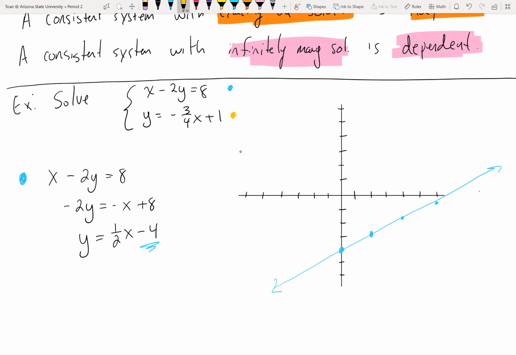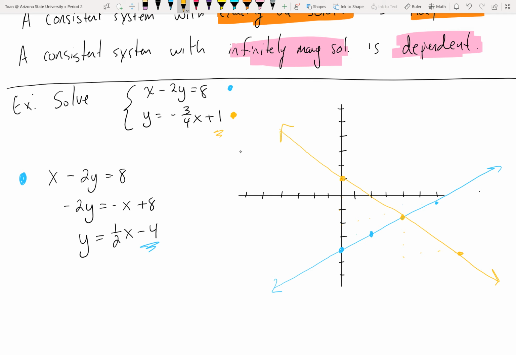What color is this? Orange, the orange line. The y-intercept is plus 1, so I start at the 1 here. And my slope is negative 3/4, so you go down 3 over 4. Down 3, 1, 2, 3, over 4, 1, 2, 3, 4, somewhere over here. There we go.